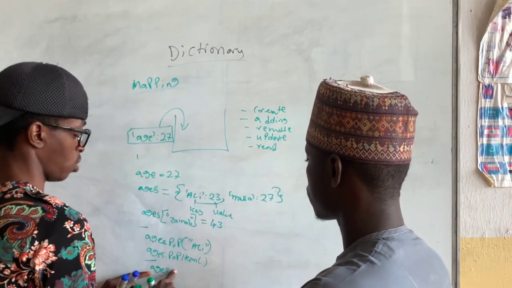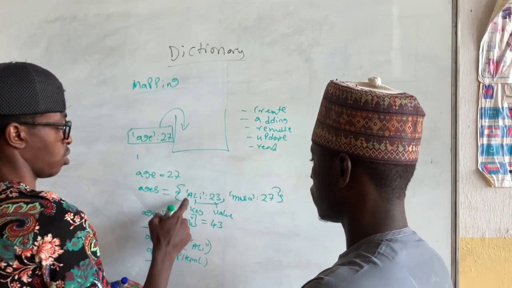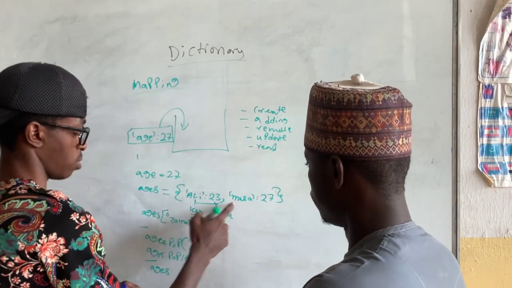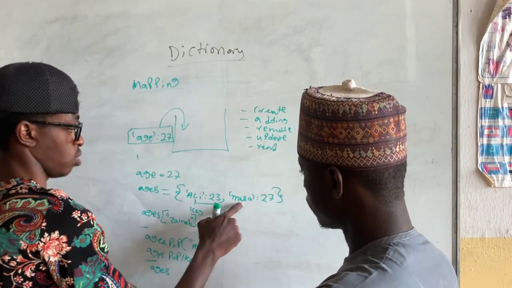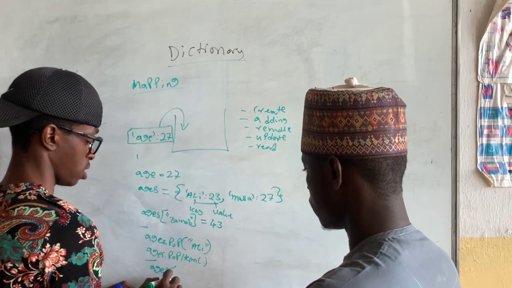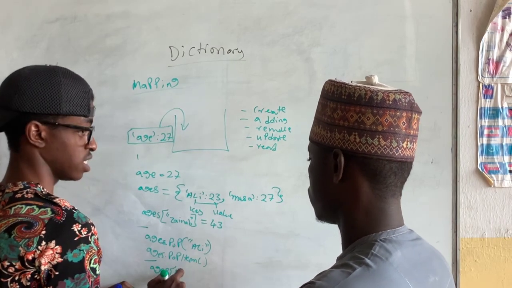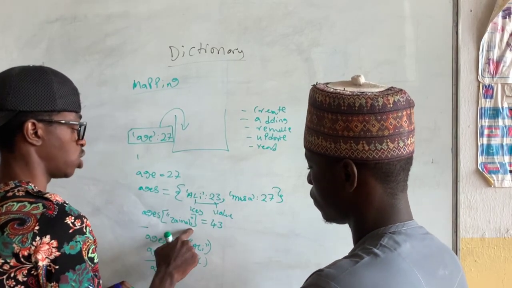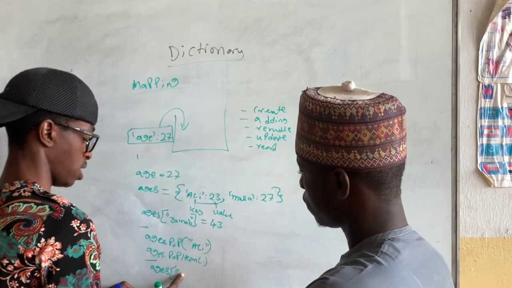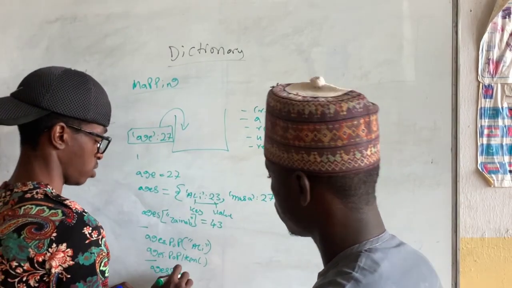So now we're going to update an element. We already have Ali, we have Musa, but here we removed Ali, right? So let's focus on Musa. Now I'm going to put an existing key. You see this one is a new key, but here I'm going to put an existing one. I'm going to say Musa.